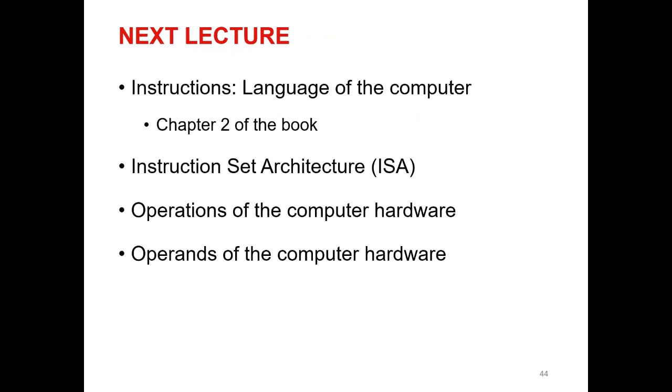So what will we see in the next lecture? In the next lecture, we will jump to chapter 2 of the book, which is actual instructions, what I have mentioned, the assembly language. We will start talking about these instructions. We will see a brief overview of what an instruction set architecture is, and we will start seeing some of these instructions. We will see operations for the computer hardware, and we will also see operands of the computer hardware.